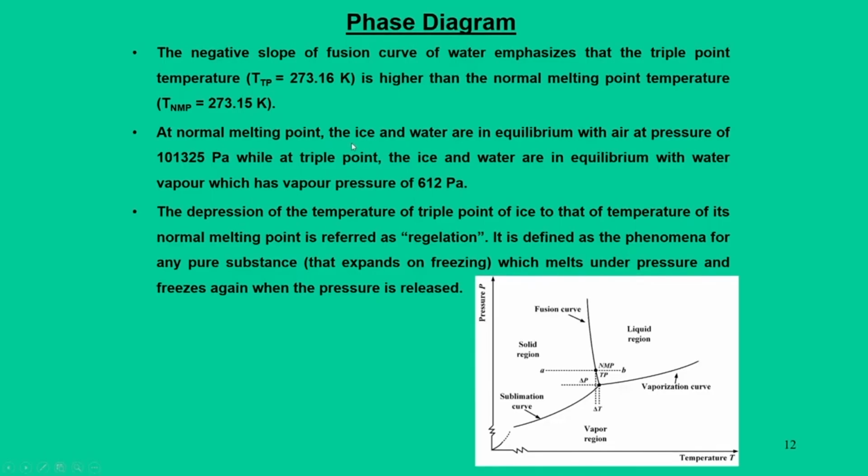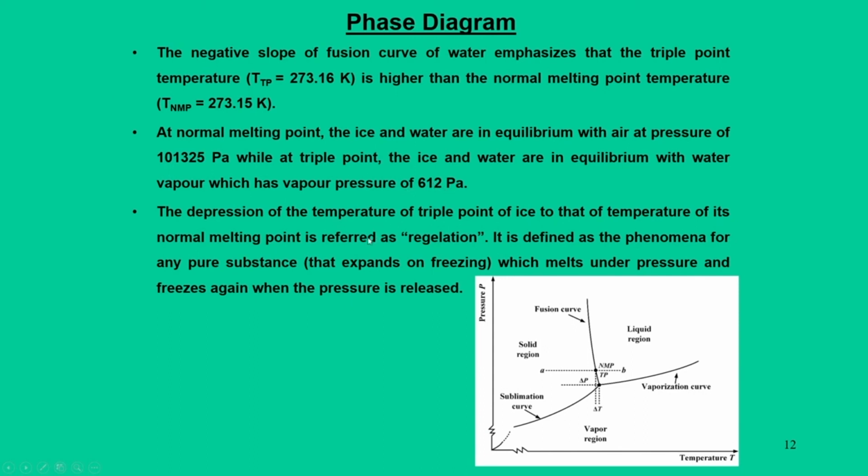Now, what is the significance of the normal melting point and the triple point? At the normal melting point, we say that ice and water are in equilibrium with air at a pressure of 101,325 Pascal, that means it is with the atmosphere. While at the triple point, ice and water are in equilibrium with water vapor, which has a vapor pressure of 612 Pascals. So, you can see how a drastic reduction of pressure happens at the triple point, and because of this there is a depression in the triple point value.